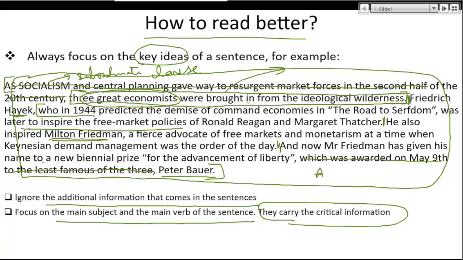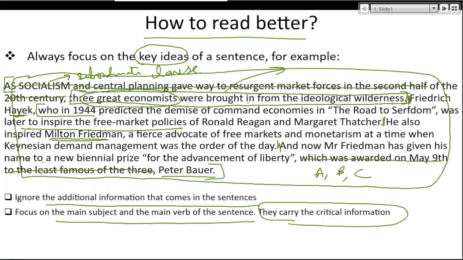What did A do? What did B do? Who were they? Where did they come from? I should not bother about it in the first reading of the paragraph. That is what we mean by looking for the broad ideas and not focusing too much on the details.